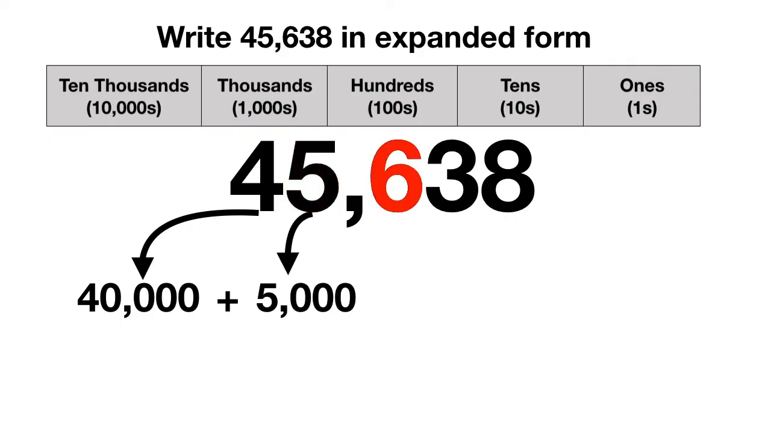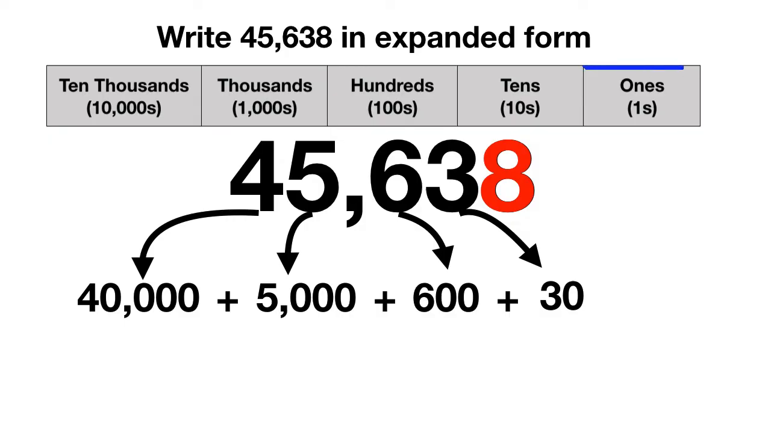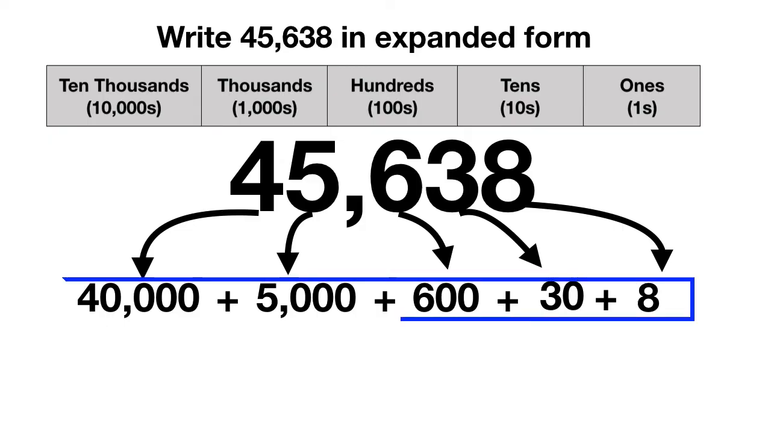This 6 now is in what place value? It's in the hundreds. 6 hundreds equals 600. This 3 is in what place value? The tens. And 3 tens is equal to 30. And lastly, this 8 is in the ones, so just has a value of 8. Now this is one way to write it in expanded form. Let's break it into its even more expanded form, though.